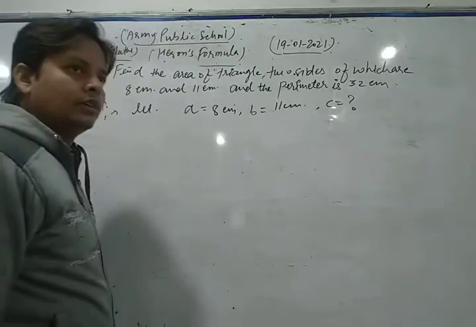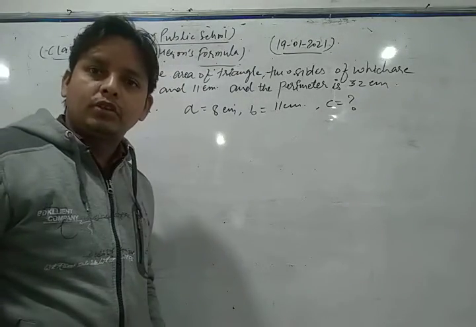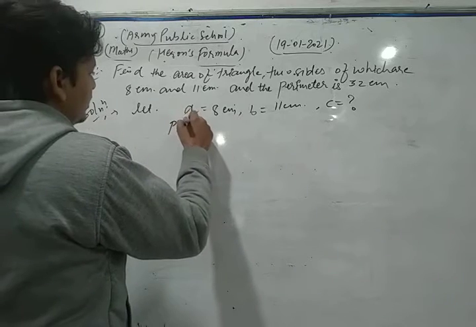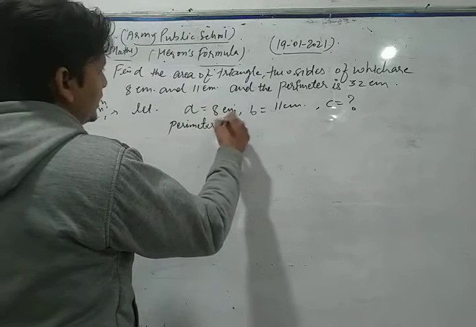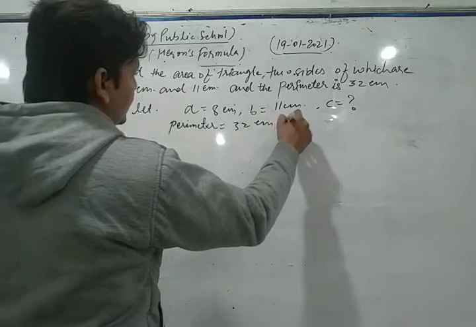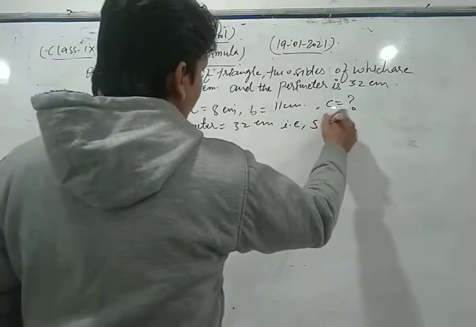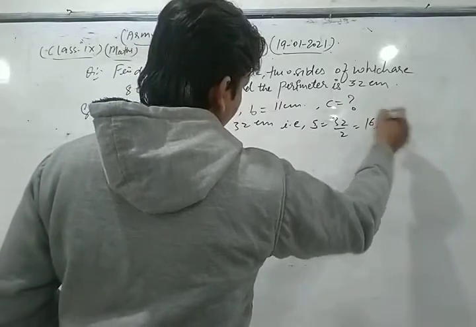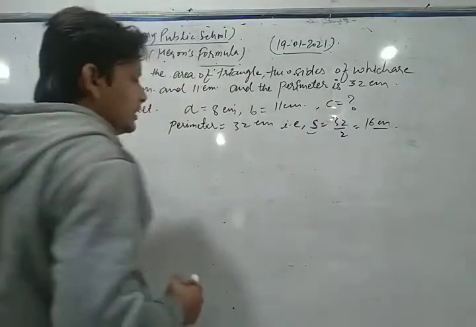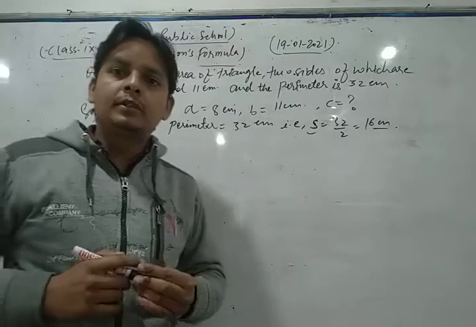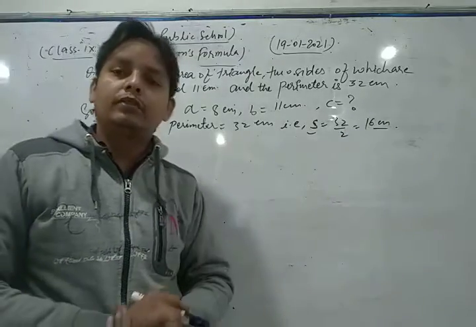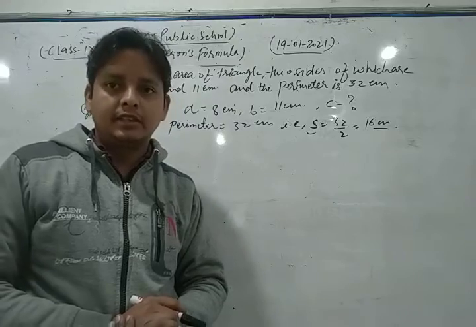First of all, we find the third side of that triangle. Perimeter is given as 32 centimeter. That is, the semi-perimeter S is 32 upon 2. This is 16 centimeter. The value of S is what? S is the semi-perimeter, and semi-perimeter is half of the perimeter. So in this way we get the value of S as 16 centimeter.